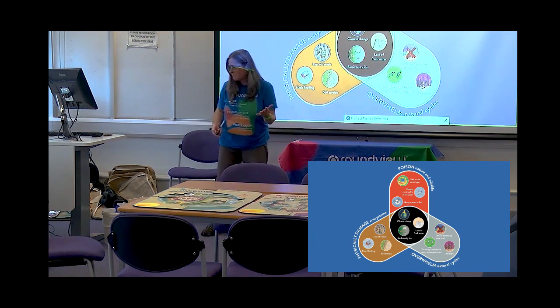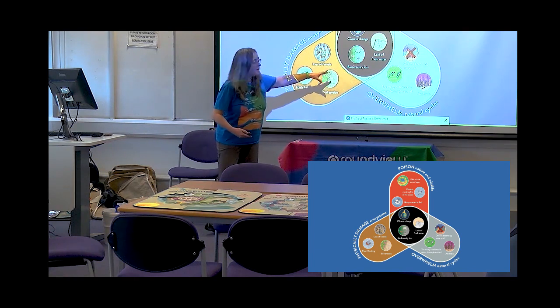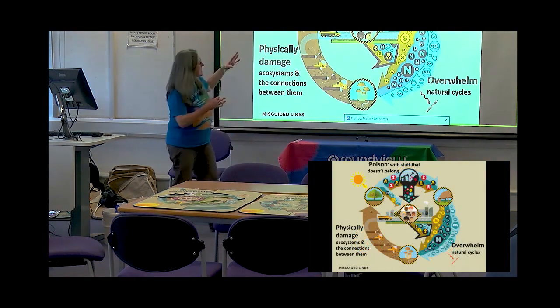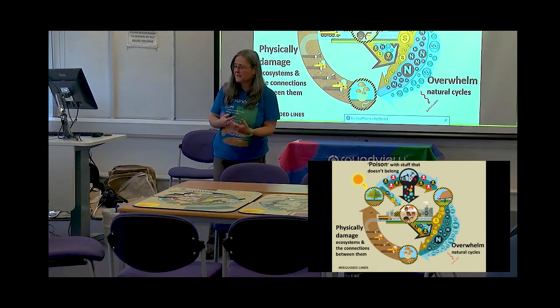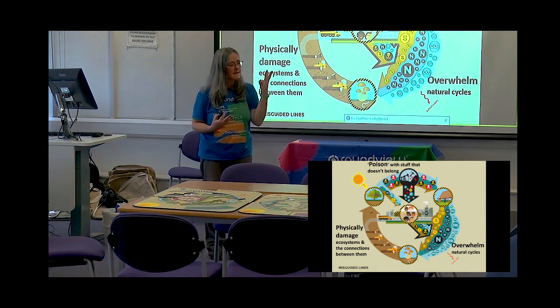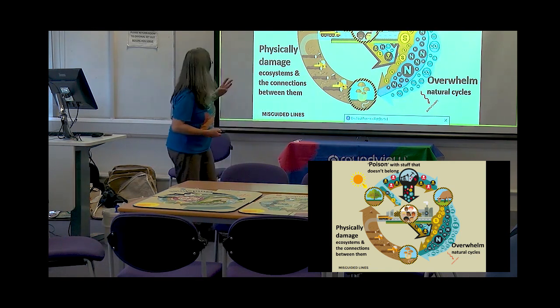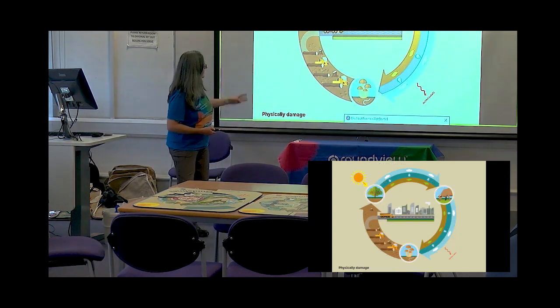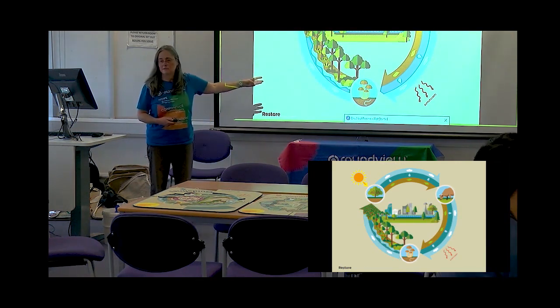So that's kind of the really bad news, because this is what we're doing. But the good news is, if we know the root causes of all environmental problems, and there's only 3, it's not that difficult to get our head around 3, is it? What if we designed our systems to do the opposite? What if instead of physically damaging, we restored and connected our ecosystems?